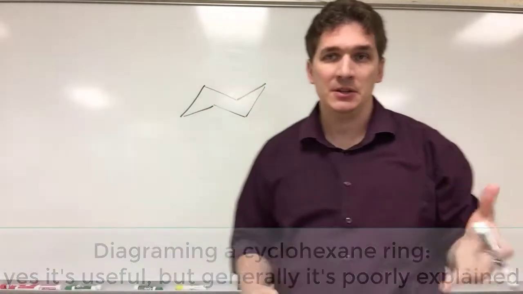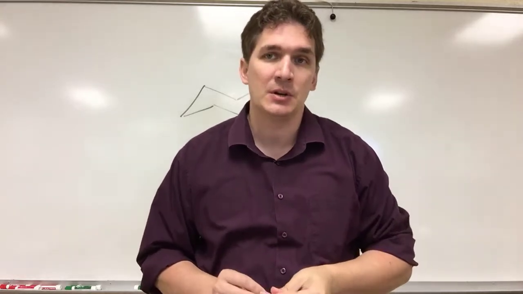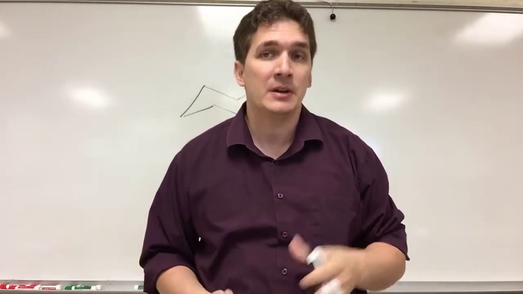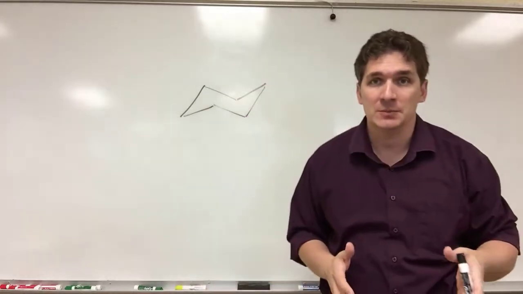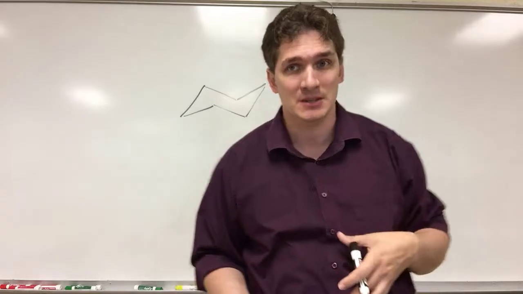And this is supposed to be clear to you that this is cyclohexane, and it should be really obvious where the axial and equatorial bonds go. And I really appreciate books trying to do this, but I'm going to try to give you my explanation in hopes that if the book does make sense to you, hopefully this will make sense to you.